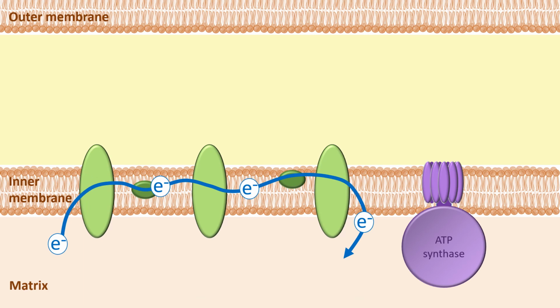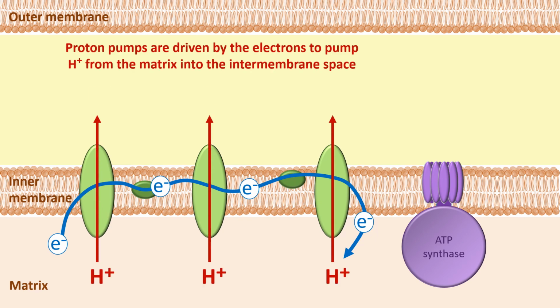But what are our electrons doing with those proton pumps? Well, they're pumping protons. The proton pumps are driven by the electrons, or activated by the electrons. And what they do is they pump H+ from the matrix into the intermembrane space. So they pump one way.